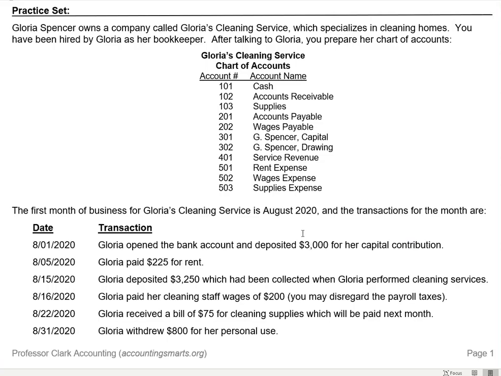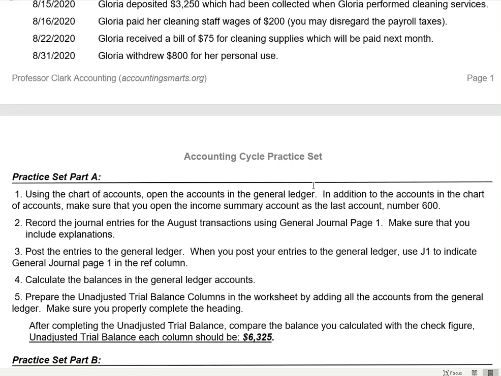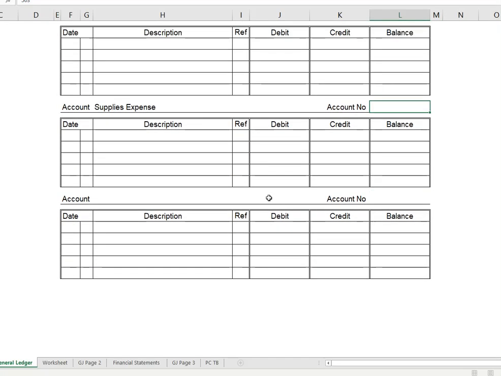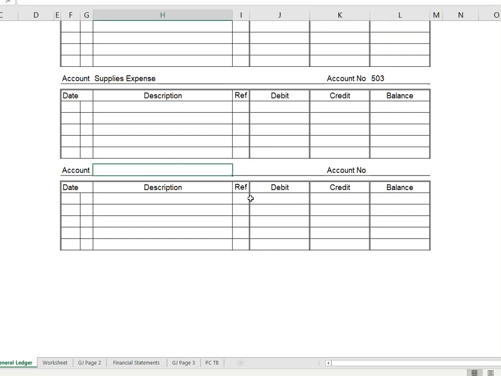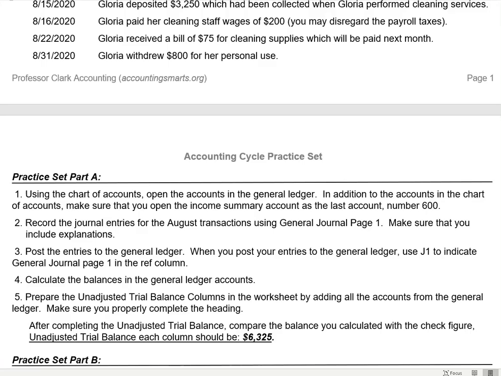Okay. So if I go back to the instructions, it says, in addition to the accounts in the chart of accounts, make sure you open income summary as the last account. So we have one account left. So we'll call that income summary, and that's account 600. Okay, so let's go back here. That is step number 1 completed. So you can check it off. If I were you, I would print it and then check it off as you go along with each one.